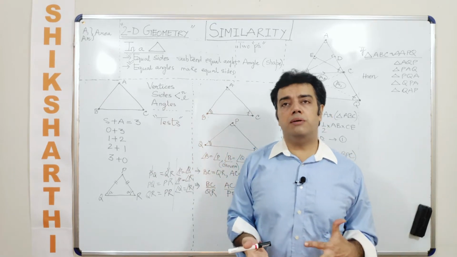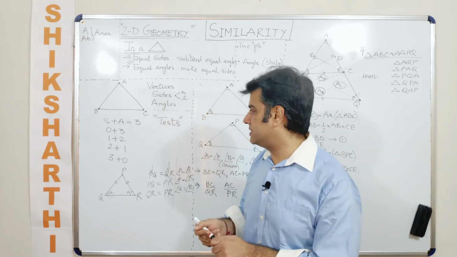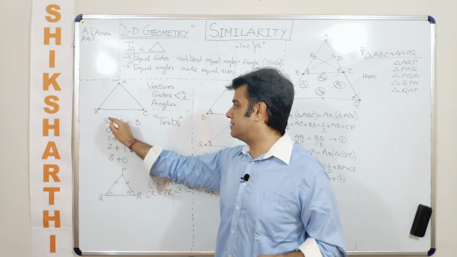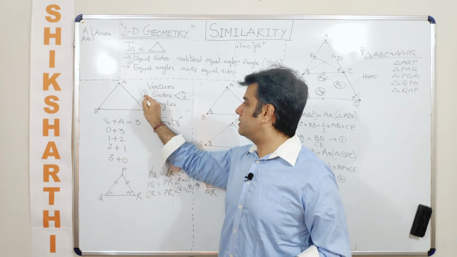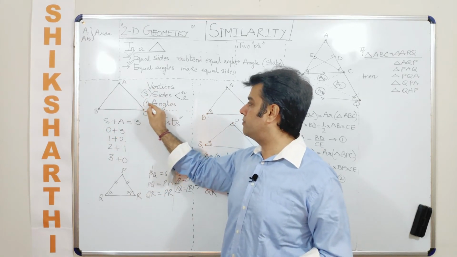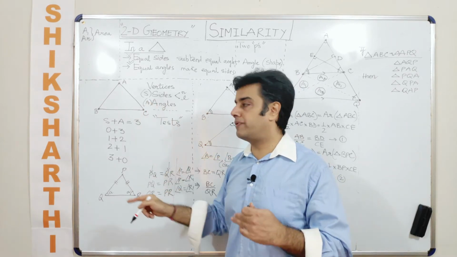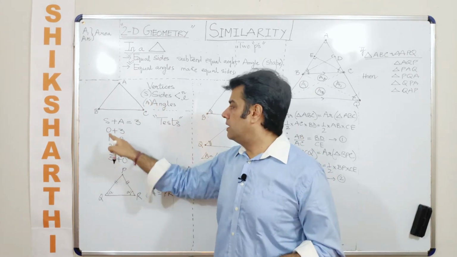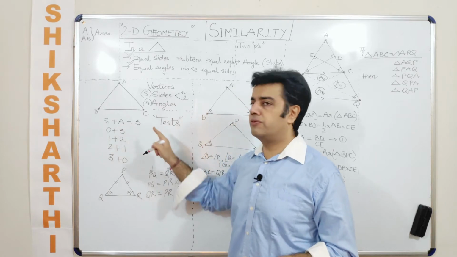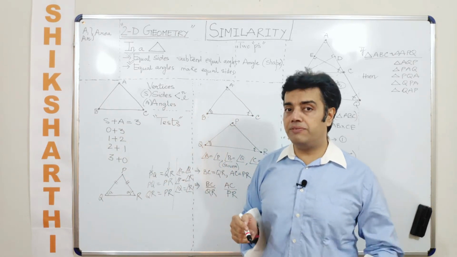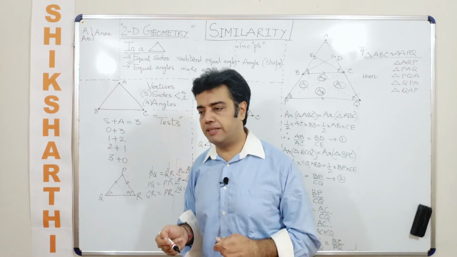So either we are talking about angles only, which is just like saying a triangle S plus A. S is for the sides, the number of sides, and A is for the number of angles. Now sides plus angles should be equal to 3. Why are we talking about this? In a few minutes you will understand this.